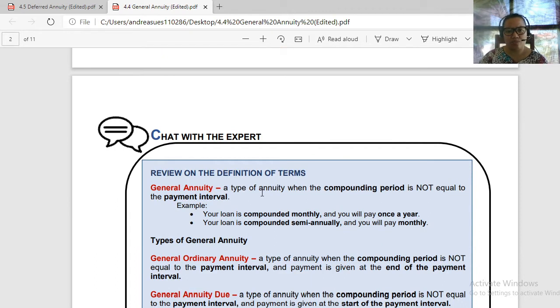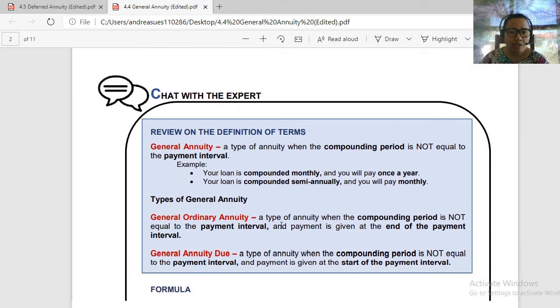What's a general annuity? A type of annuity when the compounding period is not equal to the payment interval. Example, your loan is compounded monthly and you will pay once a year. Your loan is compounded semi-annually and you will pay monthly. So, there are 2 types of general annuity.